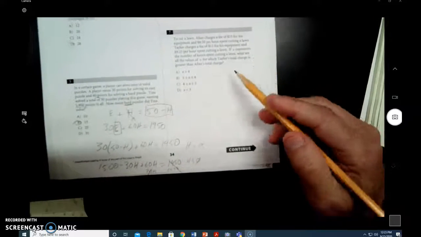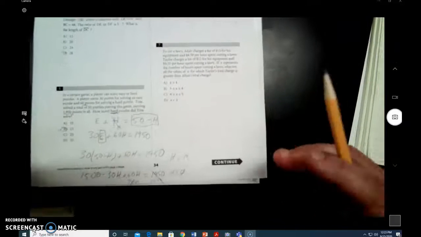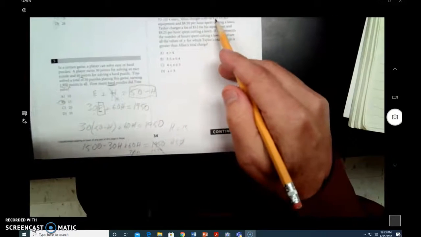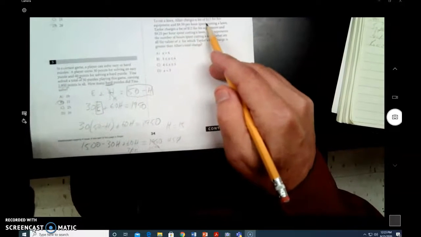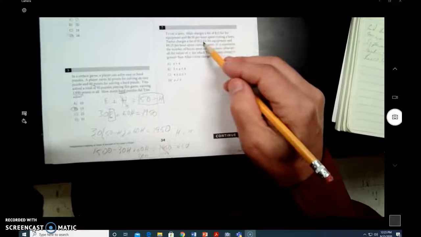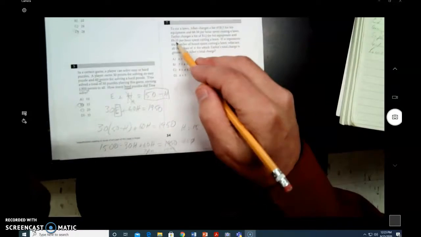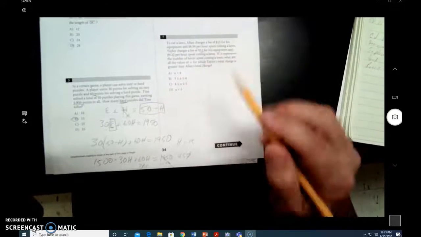And finally, number 7. I call this, from economics, a break-even point. We've got Alan and Taylor cutting lawns. And try to do less math and think, what's it going to be like? Alan charges a fee of $15 for his equipment, and $8.50 per hour. So every additional hour, it's another $8.50. Taylor charges $12 for his equipment. A little bit less for the equipment, but $9.25 per hour. So Taylor charges more per hour, but less for the initial rental charge.